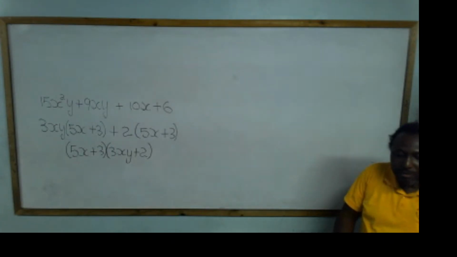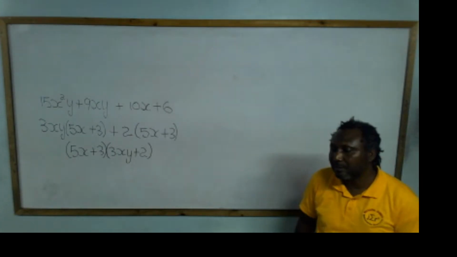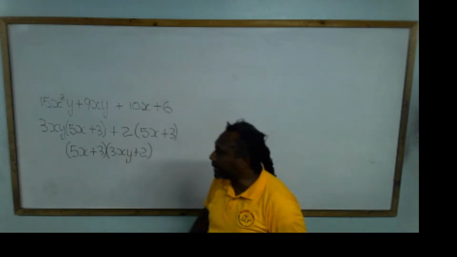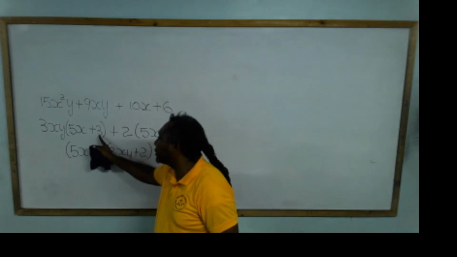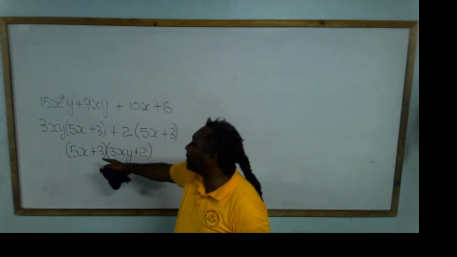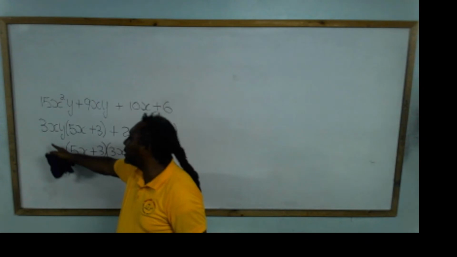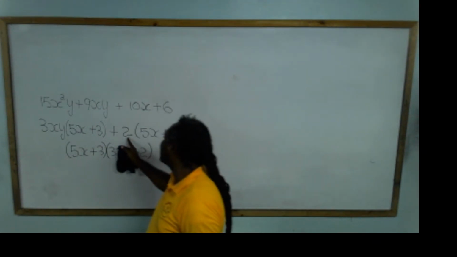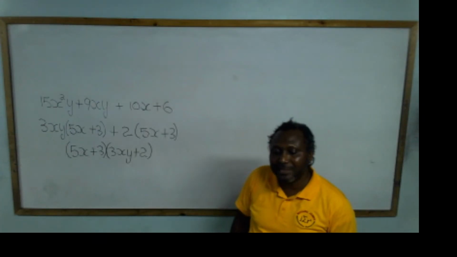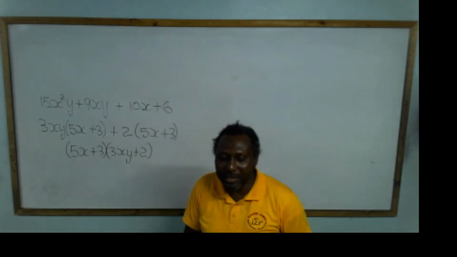Now, how did we arrive at that? Well, teachers take it for granted that you can just put the 5x plus 3, which is common, in one bracket, and in the next pair of brackets, you enclose 3xy plus 2. And if you do that all of the time, you will be right. And it is going to be of no one's concern why you do that.